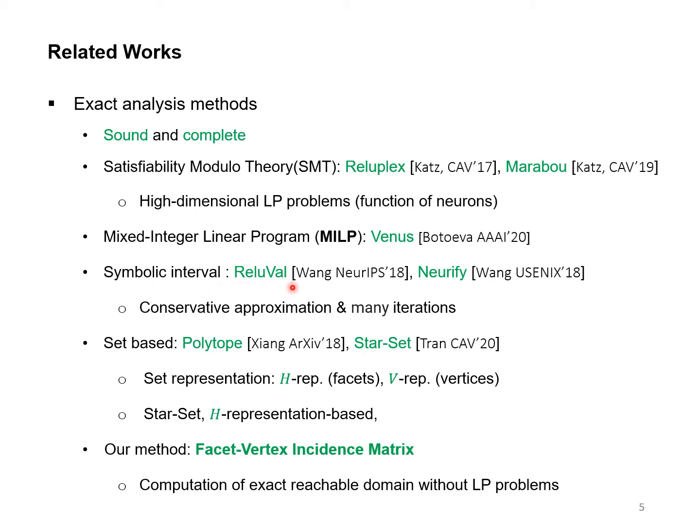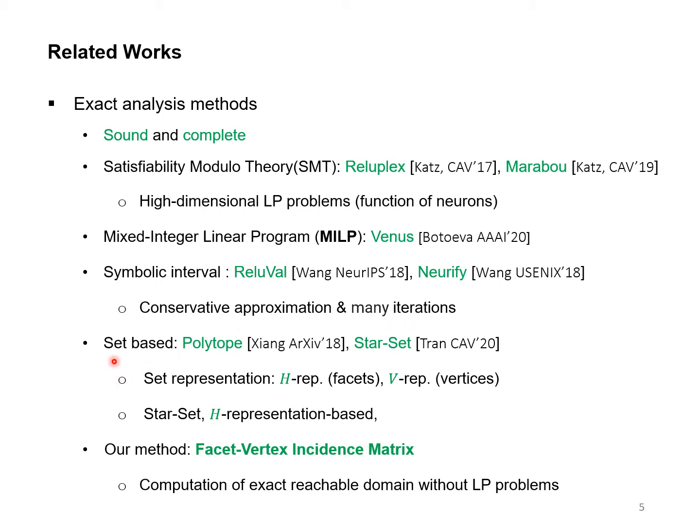There are works like ReluVal and Neurify. The symbolic interval method computes the symbolic bounds of neural networks by considering the dependency between nodes. The main strategy of ReluVal and Neurify is that in each iteration, they refine the over-approximation and then compute a tighter reachable domain. The iteration will be repeated until they find the neural network is safe or they find any counterexamples. But when the approximation is too conservative, it may require many iterations.